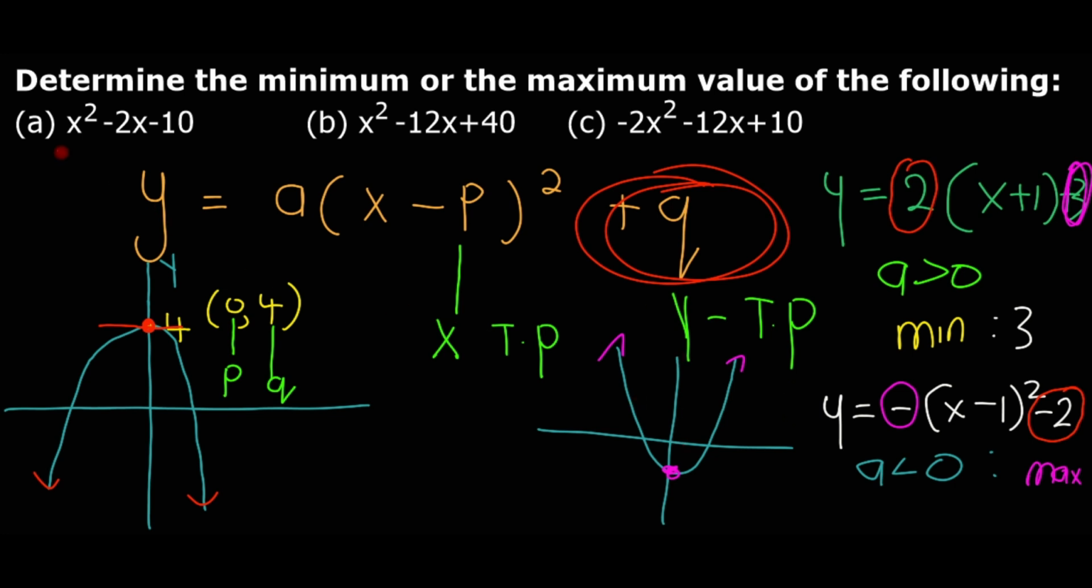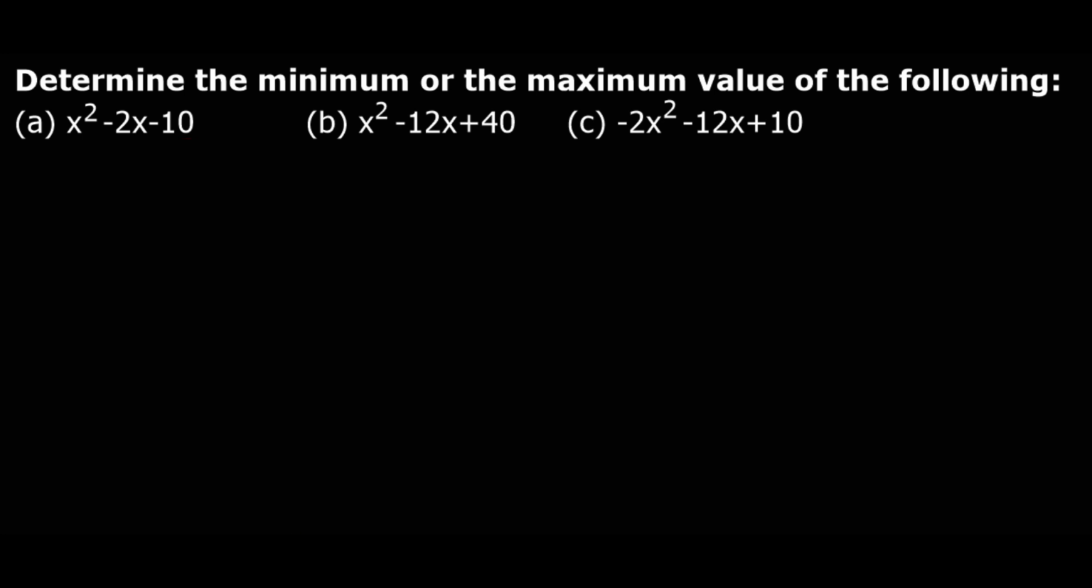So now it means for this question we will have to complete the square. When we complete the square, we look at the value of a and the value of q. And then now let's answer this question. Determine the minimum or the maximum value of the following. Let's look at this one first, because so far it's about completing the square.